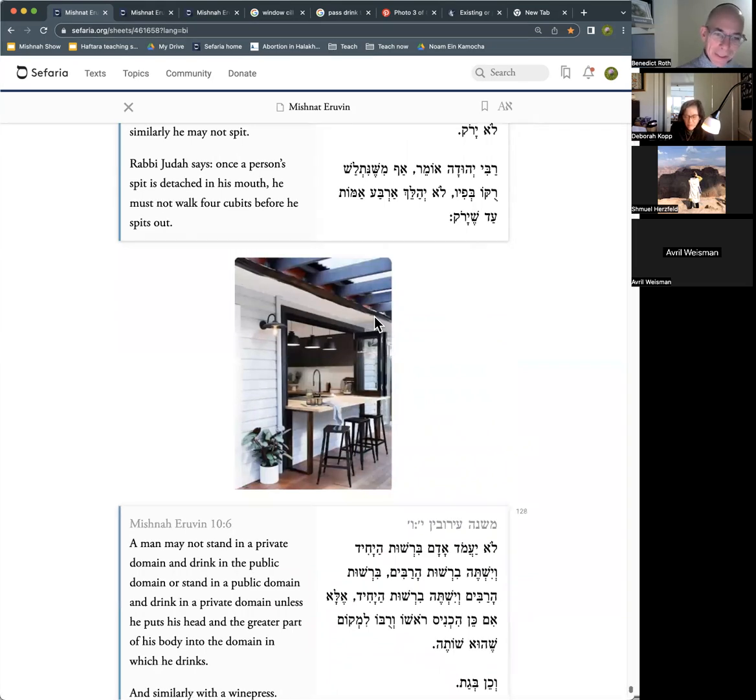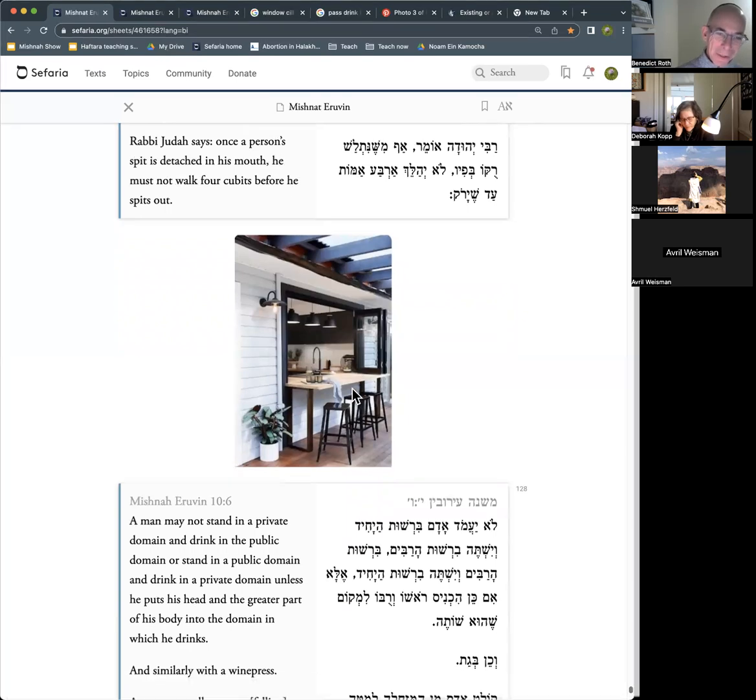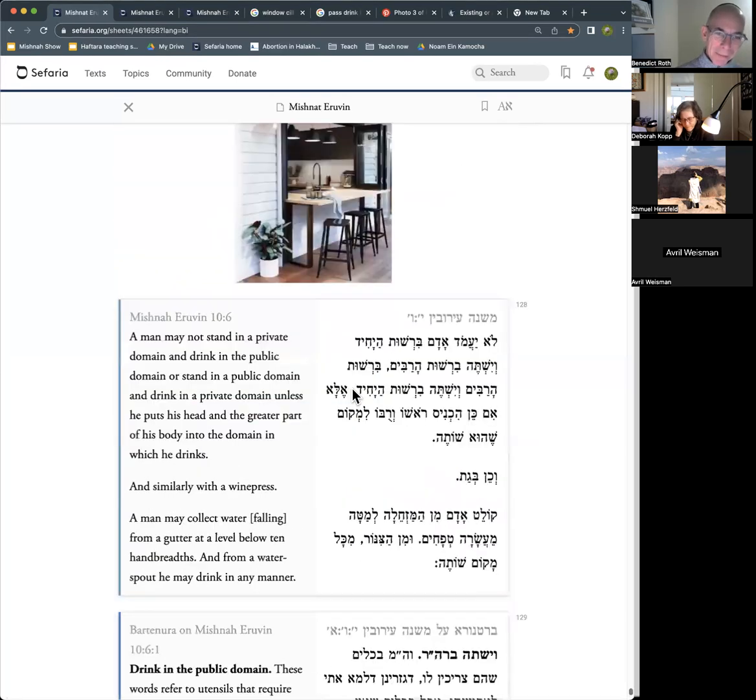So the bar stools are outside and the kitchen is inside. And so you could reach from inside to outside or outside to inside, and that might allow you to, for example, stand inside and drink from outside, or vice versa. And that's the kind of situation that the Mishnah is going to describe next.